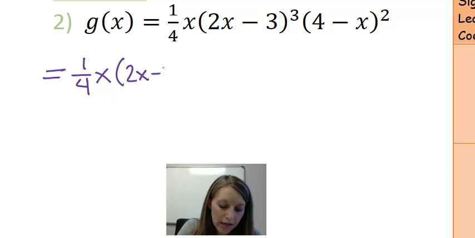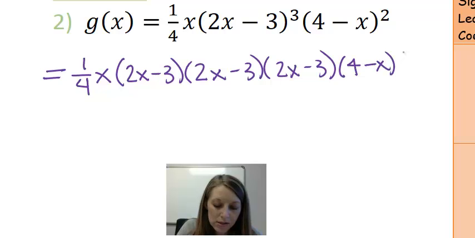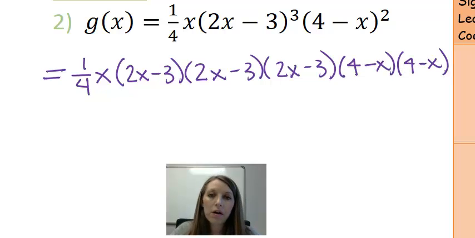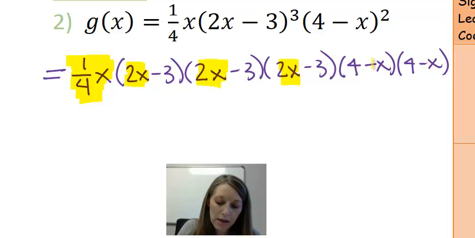1/4 x times 2x minus 3, cubed, times 4 minus x, twice. If I wanted to multiply out that whole thing, it would take me a lot of work. I'd have to be doing a lot of FOILing and many other things. But since I only care about the leading term, all I really have to do is multiply the leading term of each piece. So here's the leading term: 1/4 x times 2x times 2x times 2x times negative x times negative x. Those are my leading terms of each piece.